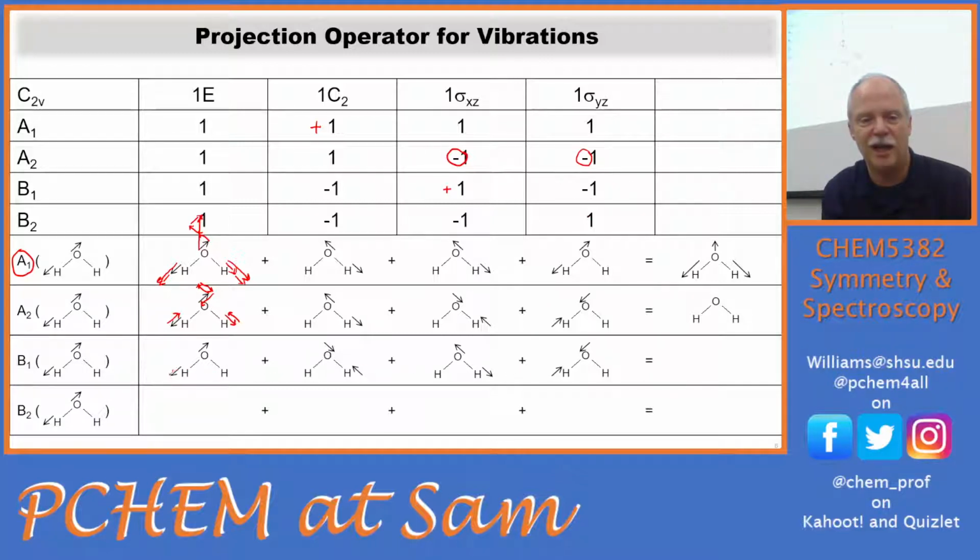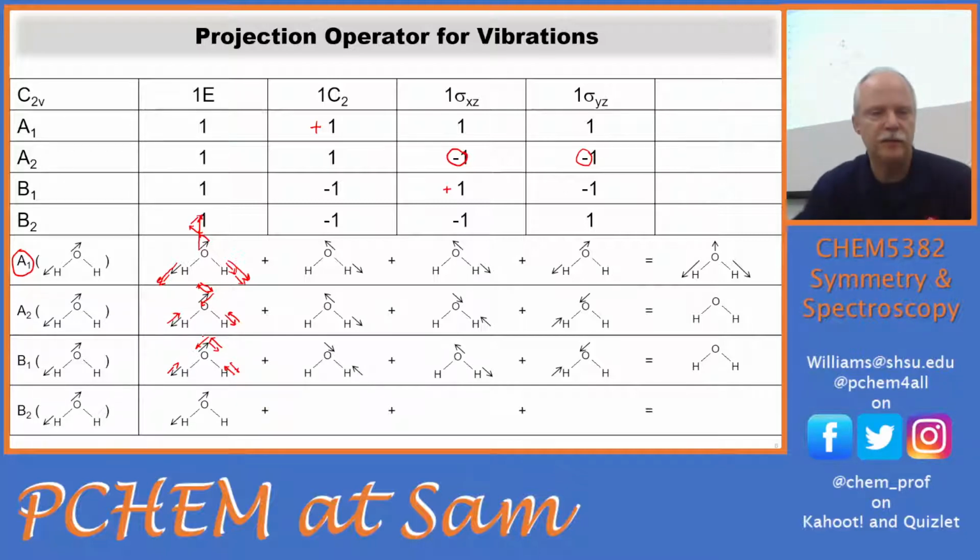And so once again, I have a down arrow and an up arrow, so that's canceled. I have an up arrow from the C2 and a down arrow from the sigma. And then this one goes over and down, and then back up, and then back over. And so all of them are going to cancel out, and I have no motion. So there's no B1 vibration.